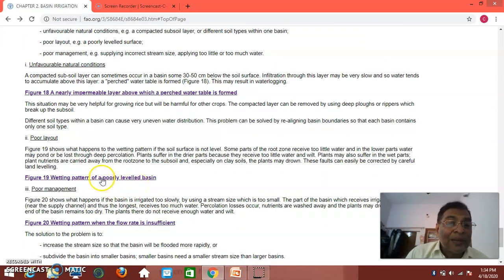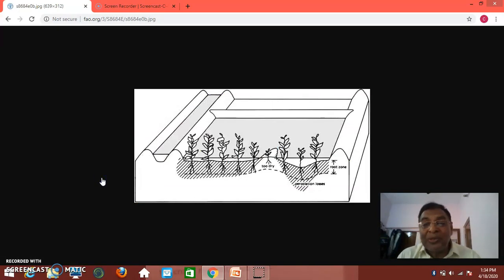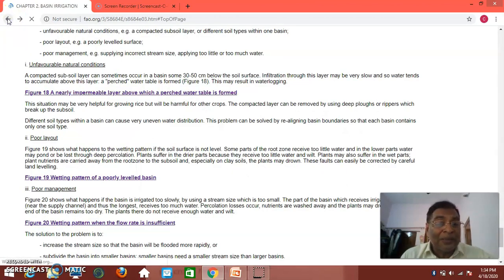You can see poorly leveled basins. Sometimes if you don't level the basins, you can see this part is properly wetted in the root zone, whereas this part is not properly wetted, and again this part has percolation losses because it's not properly leveled. So proper leveling is very important in all irrigation methods.